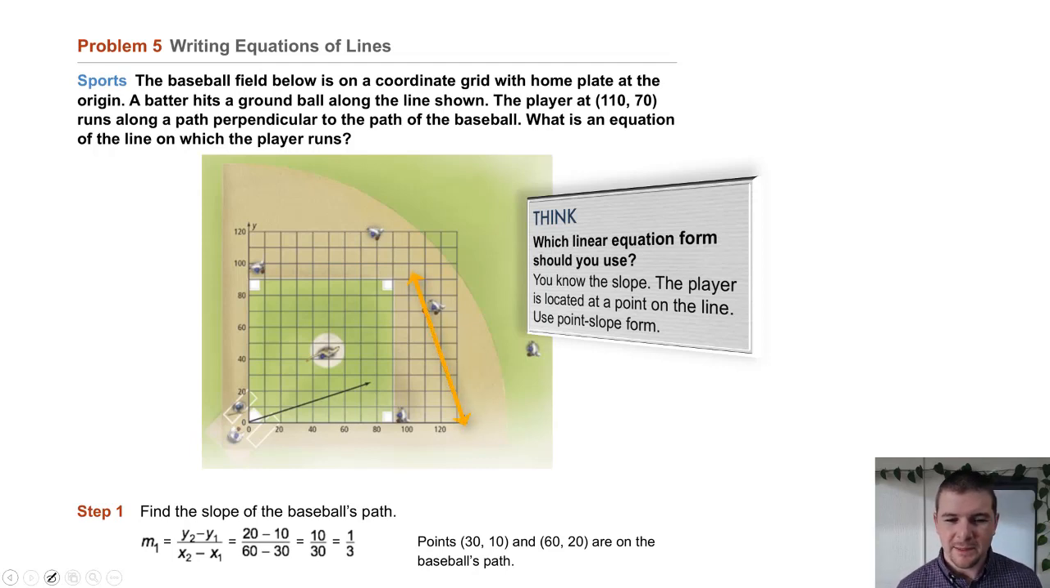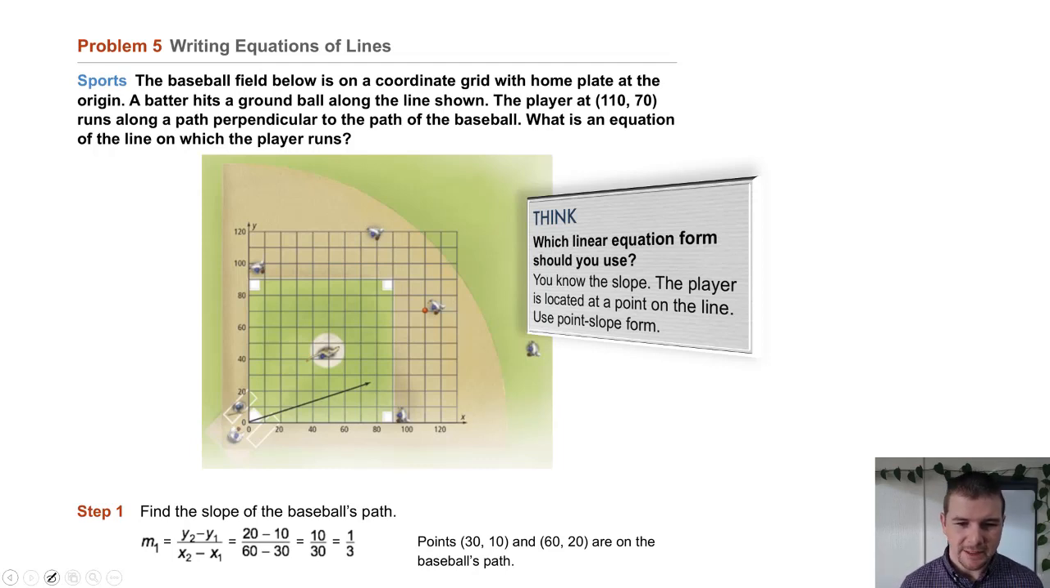So this is going to be a really similar process to what we've already completed. What we have is a line. We'll need to find its slope. That's the slope of the path of the ball. We have a point that our perpendicular line is going to pass through. And so we start with step 1: find the slope of the baseball's path.